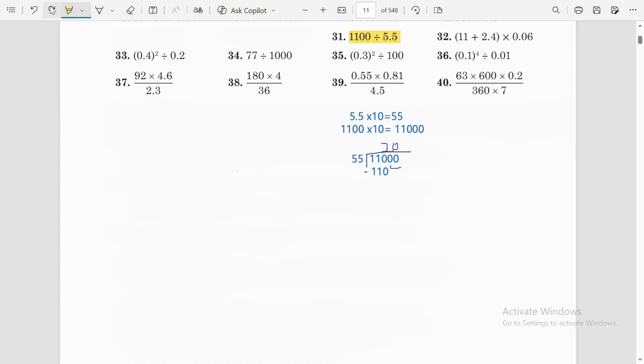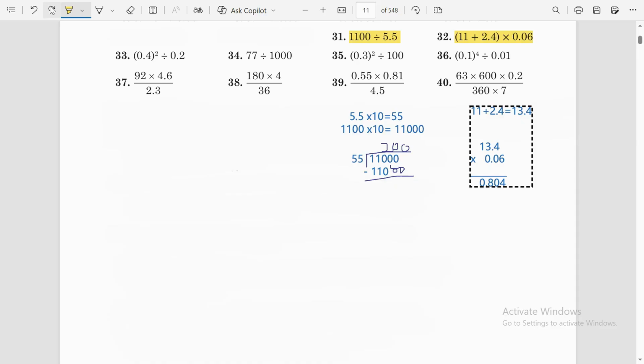55 times 2 is 110. Two zeros are left. 55 zeros are 0. We'll put the two zeros with the quotient and we get our answer. 200 is the answer for question number 31. Question number 32. Again, this has to be solved in two steps.